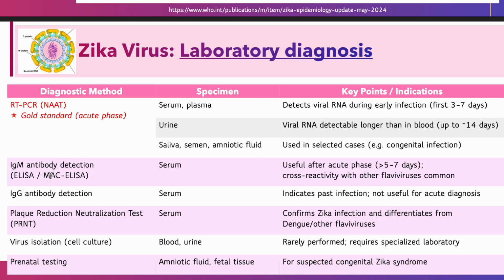For IgM, you can detect it by ELISA or MAC-ELISA after the acute phase, about more than 5 to 7 days. IgG is for past infection. Plaque reduction neutralization test is used to confirm Zika infection and differentiate it from dengue. Virus isolation by cell culture uses specimens like blood or urine, and prenatal testing is done from amniotic fluid or fetal tissue.